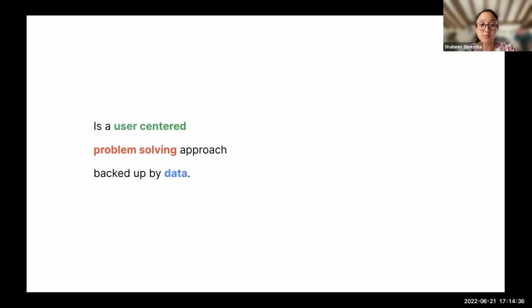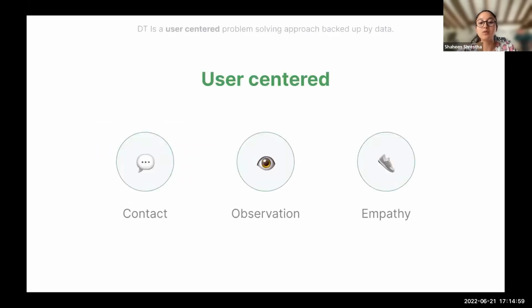To simplify the entire definition, design thinking is a user-centered problem-solving approach which is backed up by data. There are 3 keywords highlighted here. I will take you through what each of the keywords means, and we will delve into much more detail regarding each subtopic later, but I'll just give you an overview of what this means.